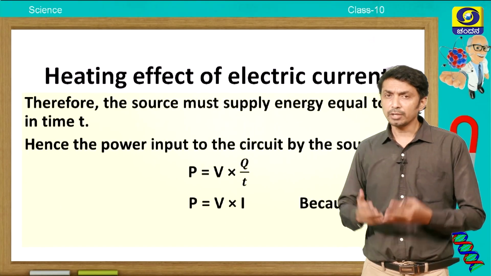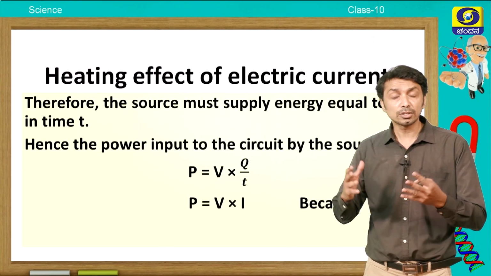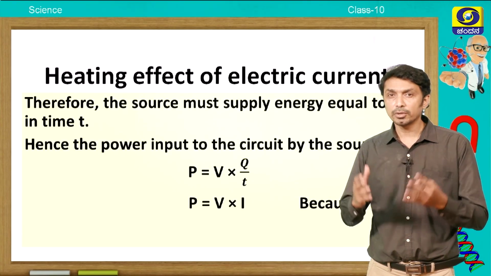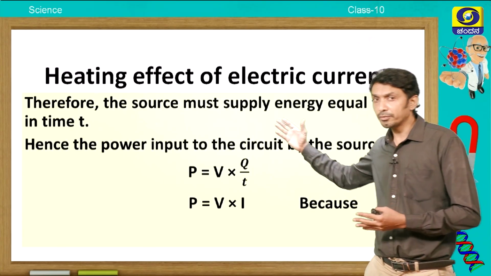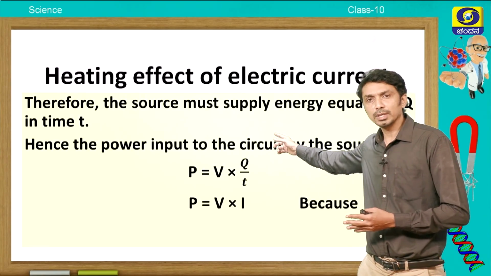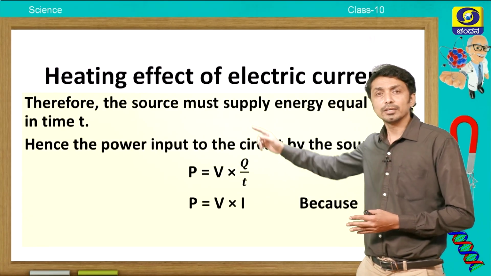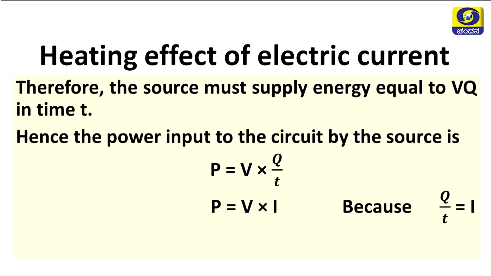Children, can you define power? Yes, power is the rate of doing work. That means we calculate the amount of work with respect to time. So, here what is the amount of work that we are talking about? Yes, it is V into Q. That means the work done by the electrical current, with respect to time, that means V into Q by T. So, here Q by T, you already know that it is the value of electric current.